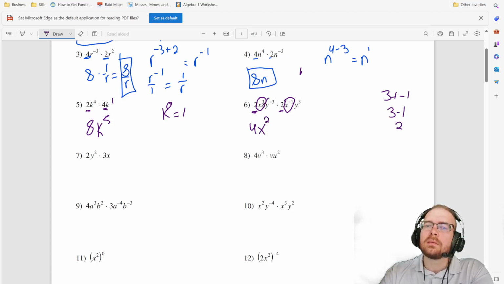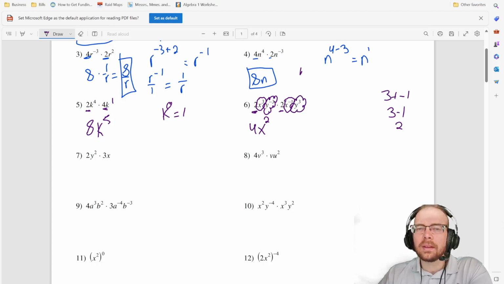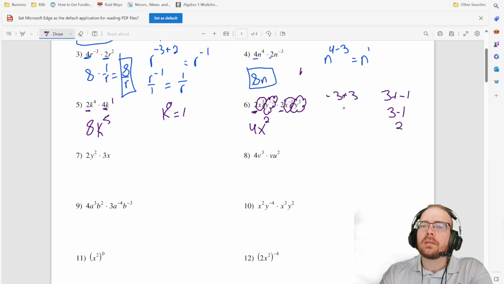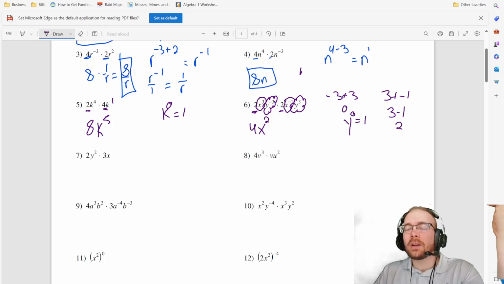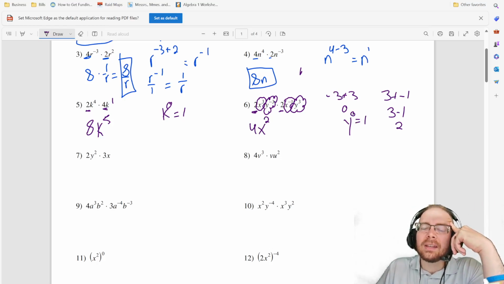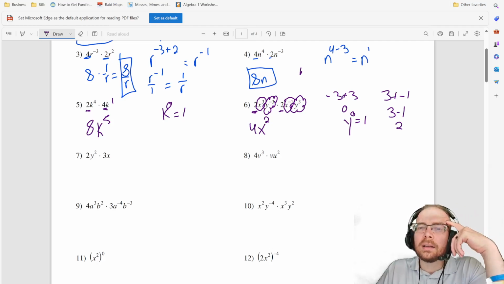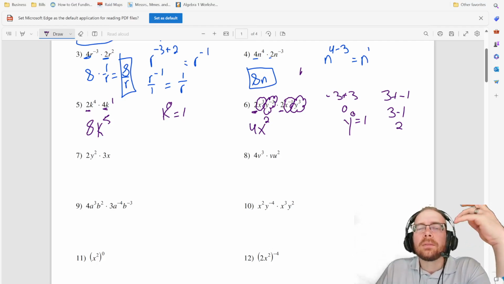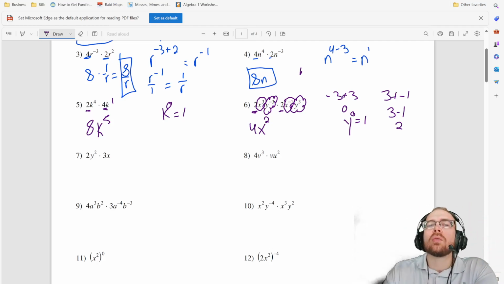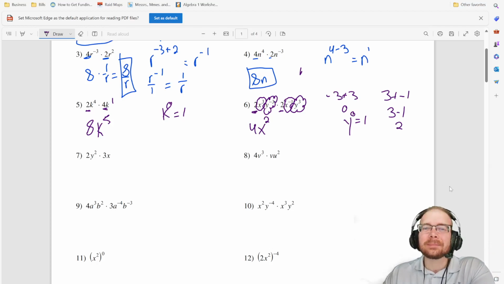And then put kind of a cloud around the y cubed to show the different kinds of groupings there. Because that's going to be negative 3 plus 3, which is 0. So that's y to the 0 power. Well, what is y to the 0 power? It's 1. So it would just be times 1, which means it goes away, basically. Y to the negative 3 times y to the 3 is the same thing as y to the 3rd power over y to the 3rd power, which would be 1. And if you have 1 times something, then it's just that. It's just 4x squared.